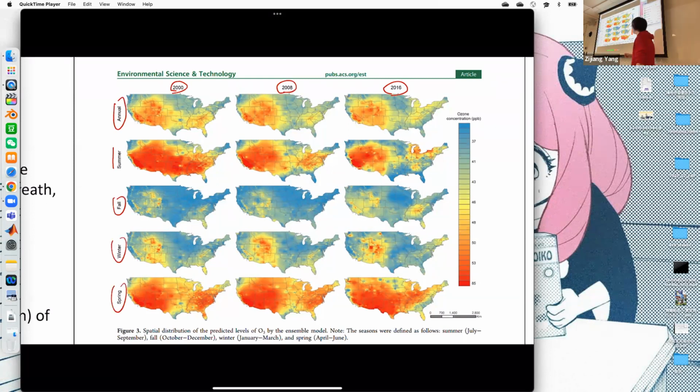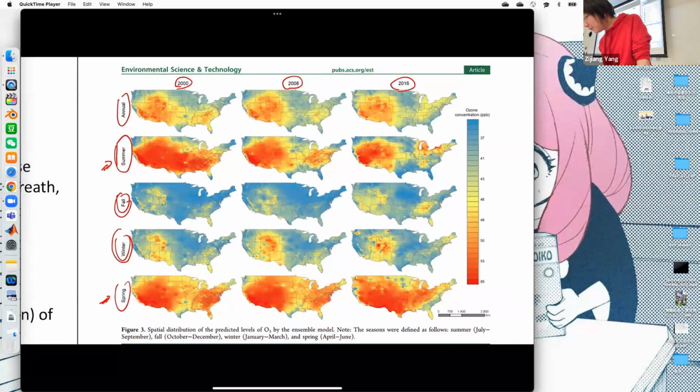Let's just look at this in 2000. We can see that this is summer, this is winter, and this is fall. The ozone concentration is much higher in summer than in winter and in fall. And it is also very high in spring. I think this makes sense because in the summer or spring we have greater sunlight. But in this case, we can also find that in winter we have a greater concentration than in fall.